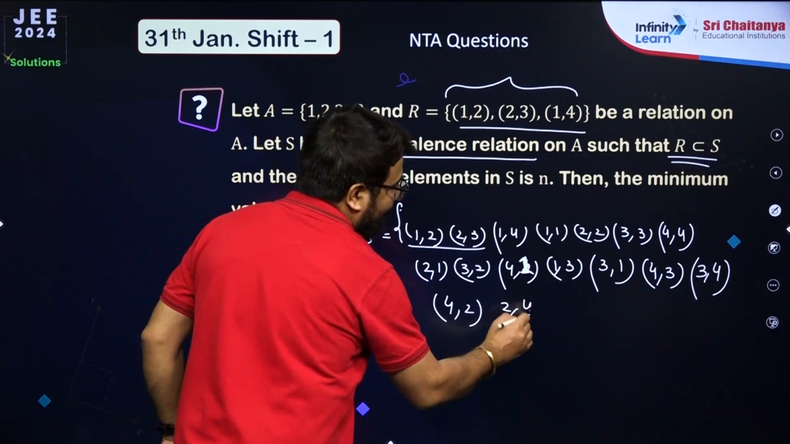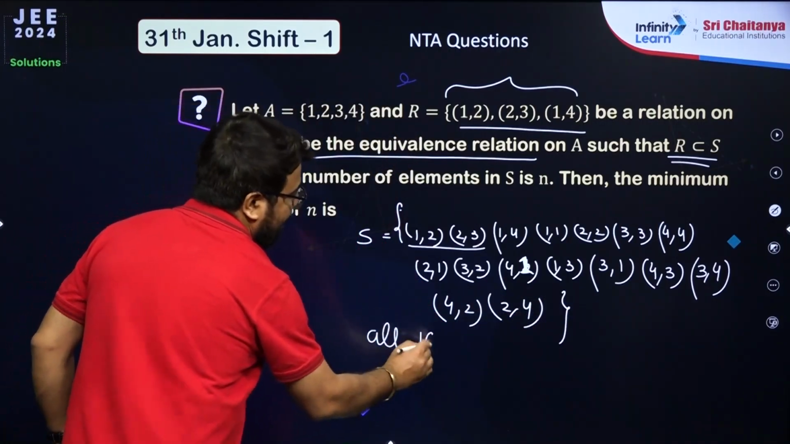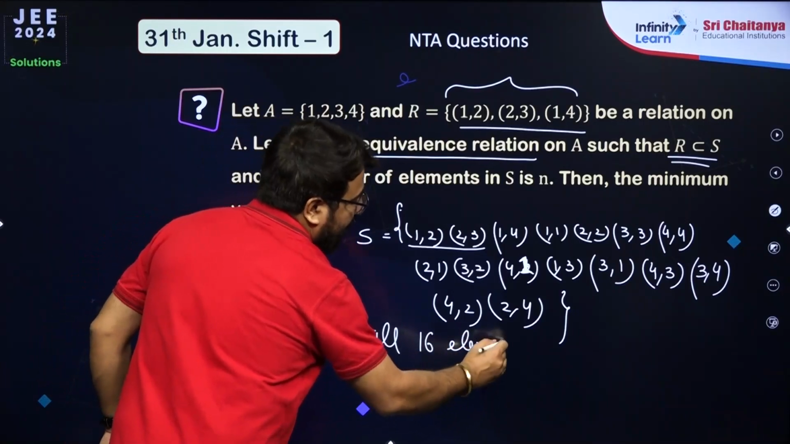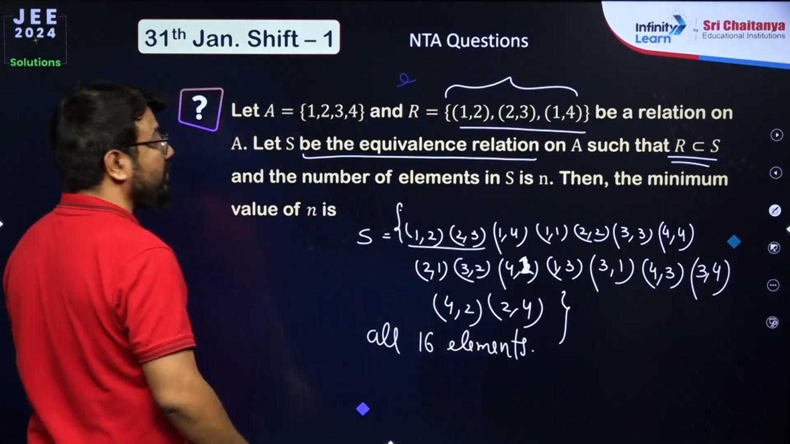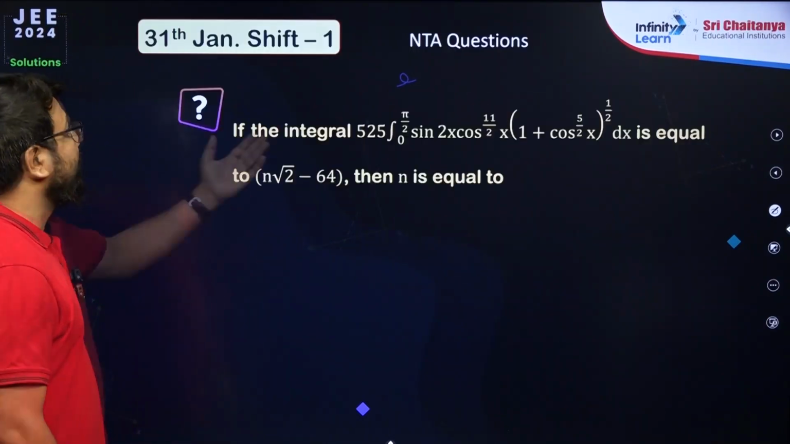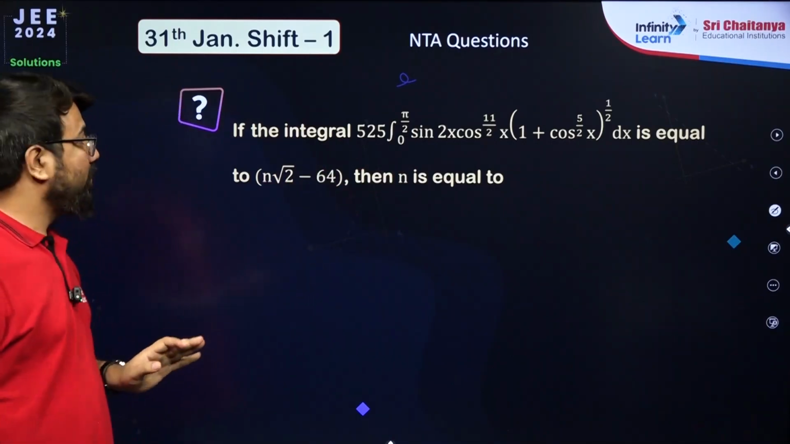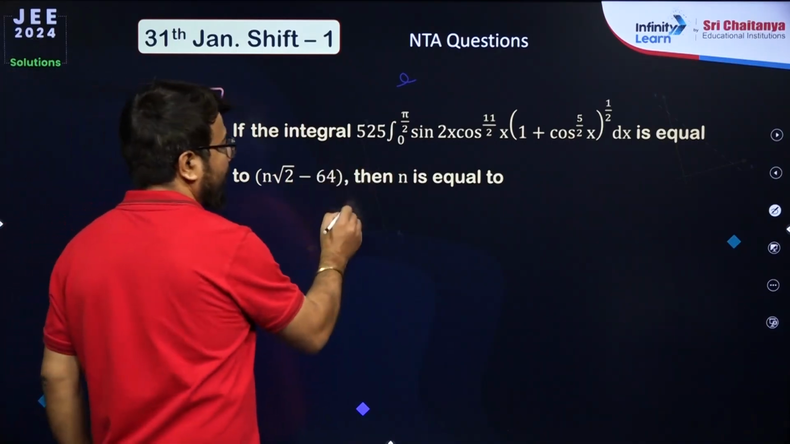That means all the 16 elements are being taken. All 16 elements. Okay. So the minimum value of n will be 16. That's great. If this integral equals this, then what is the value of n they are asking for? So let us try to get the value.